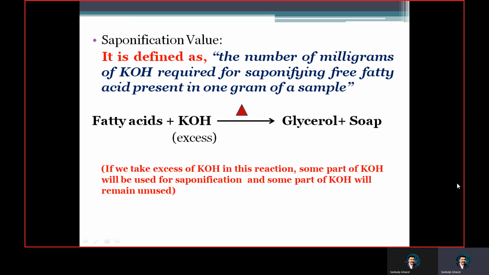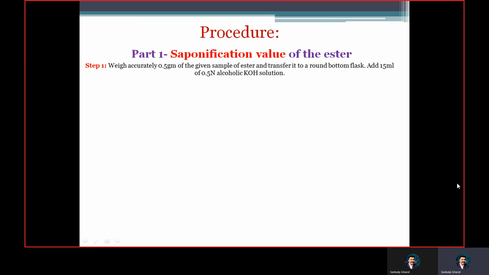The fatty acid present in the glyceryl monostearate, when we react it with excess KOH and heat it, that is, reflux it, gives glycerol and soap. If we take excess KOH in this reaction, some part of the KOH will be utilized for the saponification and some part will remain unused. This unused part is then used for titration, and then we can identify the saponification value. So it is important to take KOH in excess. Let us start with the experimentation.